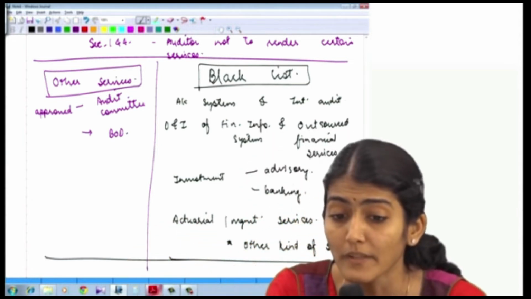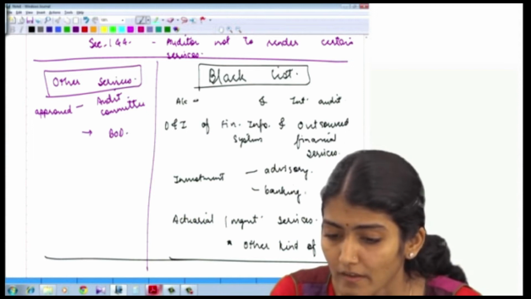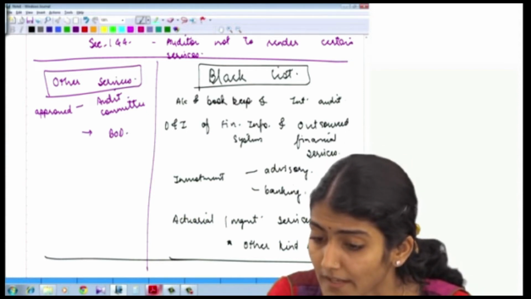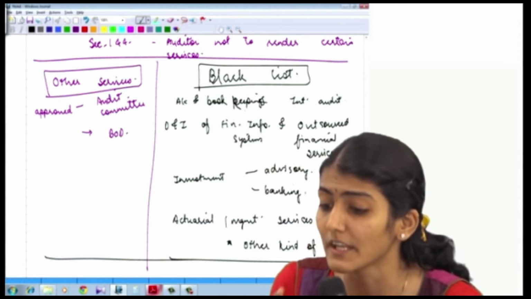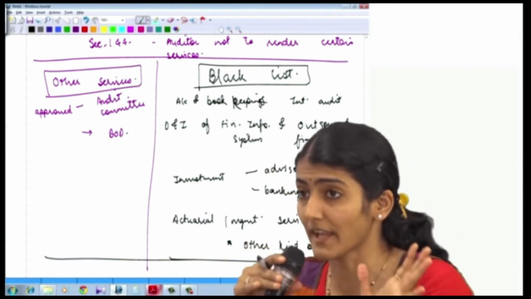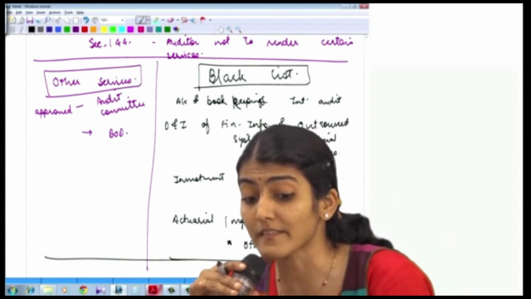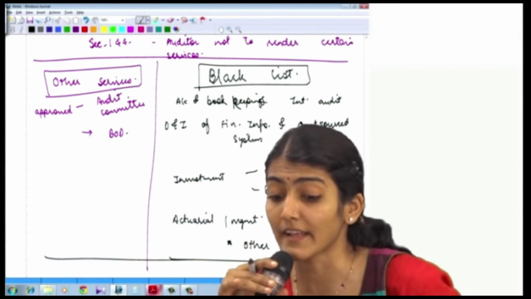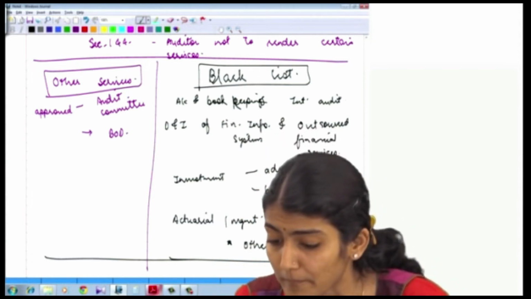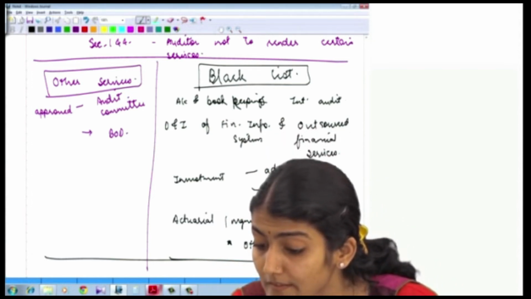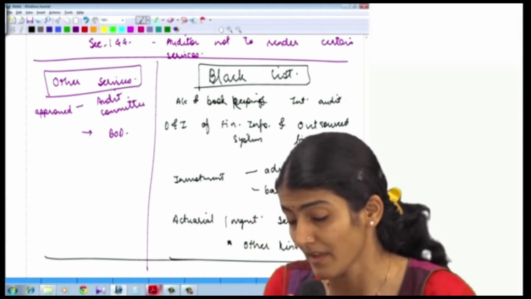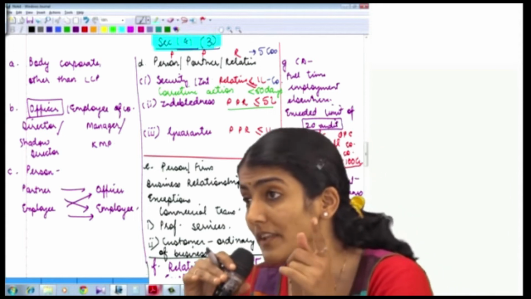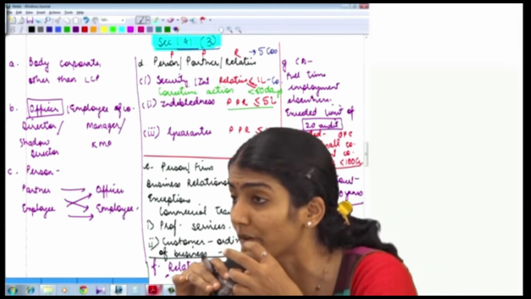What does it say? Accounting and bookkeeping, internal audit, design and implementation of financial information system, outsourced financial services, investment advisory, investment banking, actuarial services, management services, and any other kind of services as may be prescribed. These services can never be provided. So this is the entire list of disqualifications under 141 subsection 3, and I have covered 144 also with it.